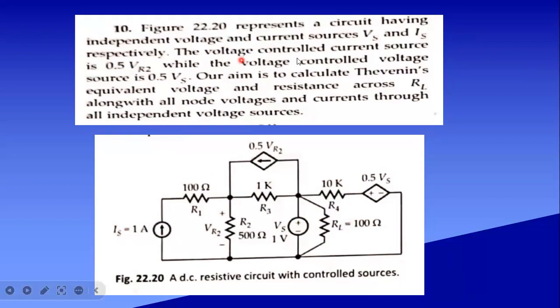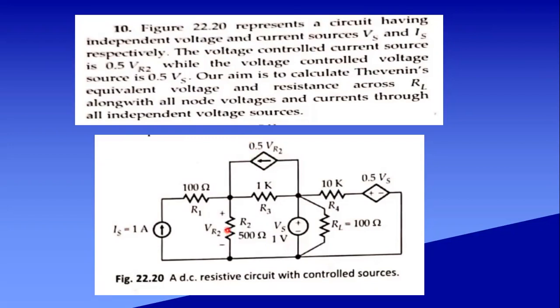Okay. And the voltage controlled current source is 0.5 VR2. This voltage dependent current source is 0.5 VR2. It depends upon the voltage across the resistor R2.